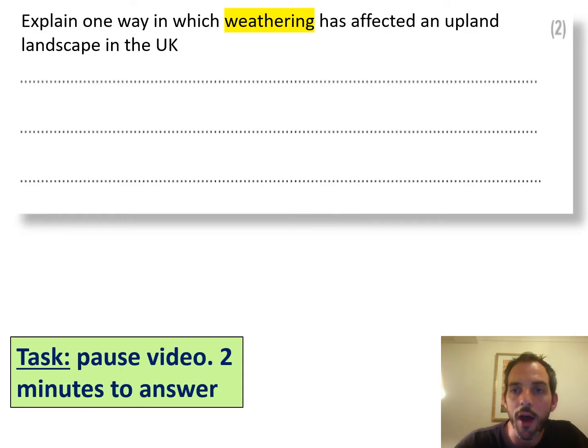Now that you've done that, I want you to try and do this very straightforward 2-mark question. We're going to explain one way in which weathering, so we need a proper name for it, has affected an upland landscape in the UK? And you have to explain one. And to do this, you do a point development. Point development. Please pause the video now.